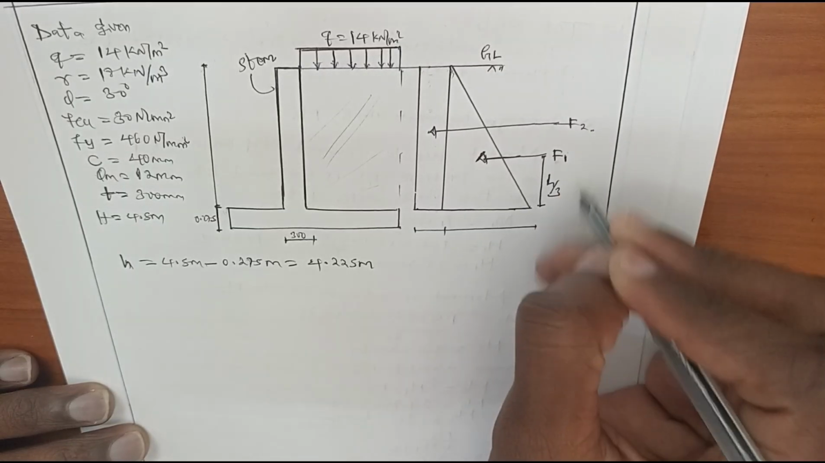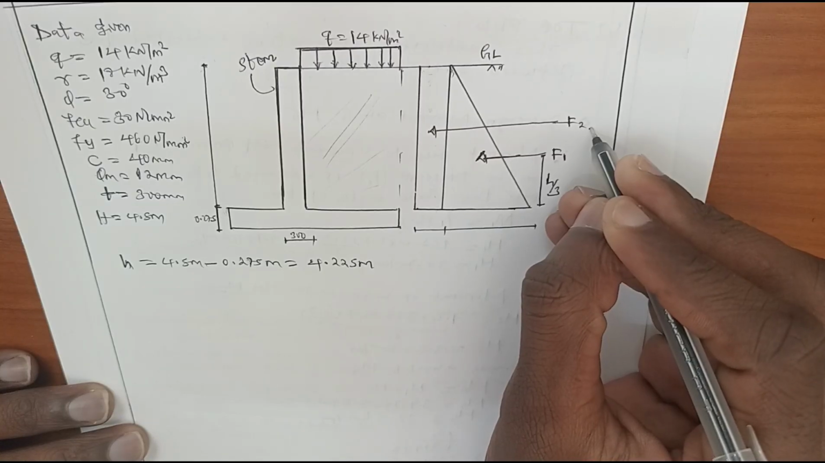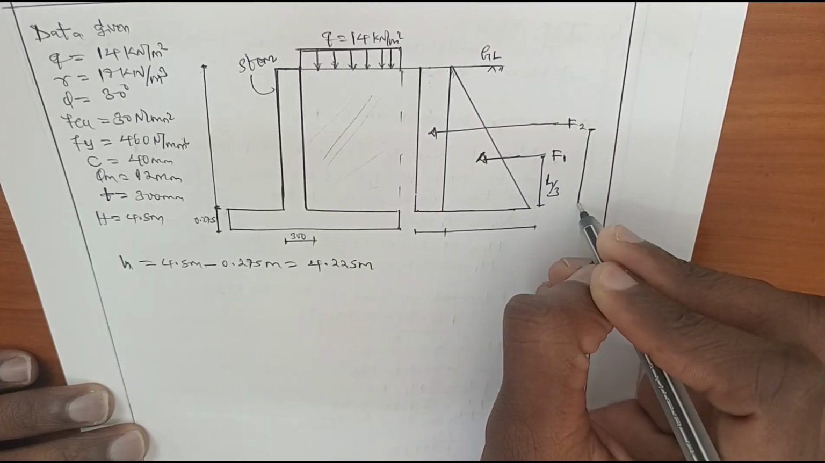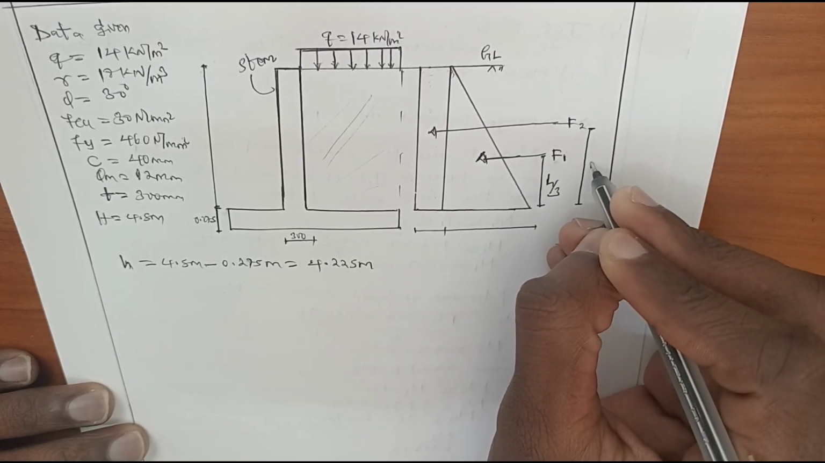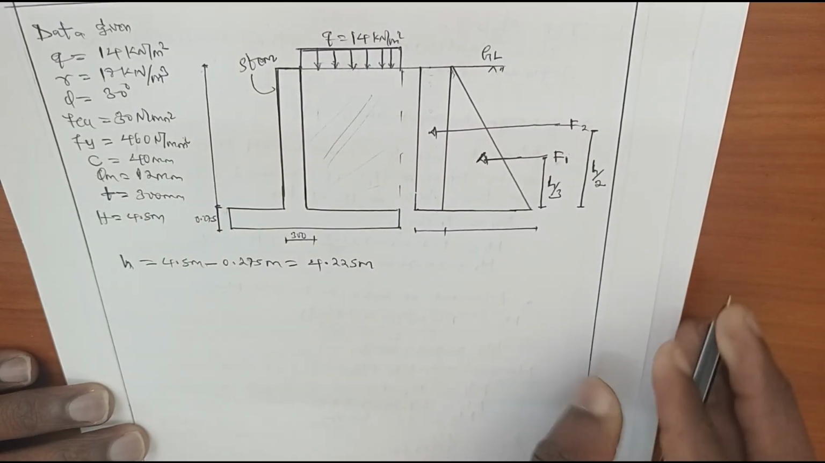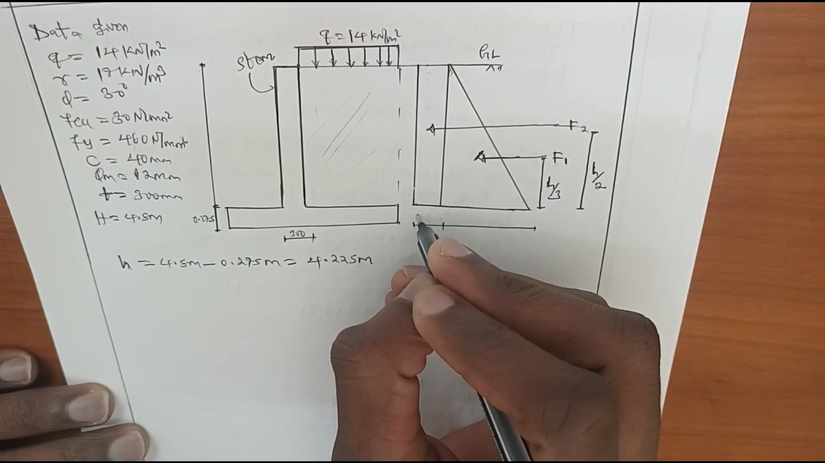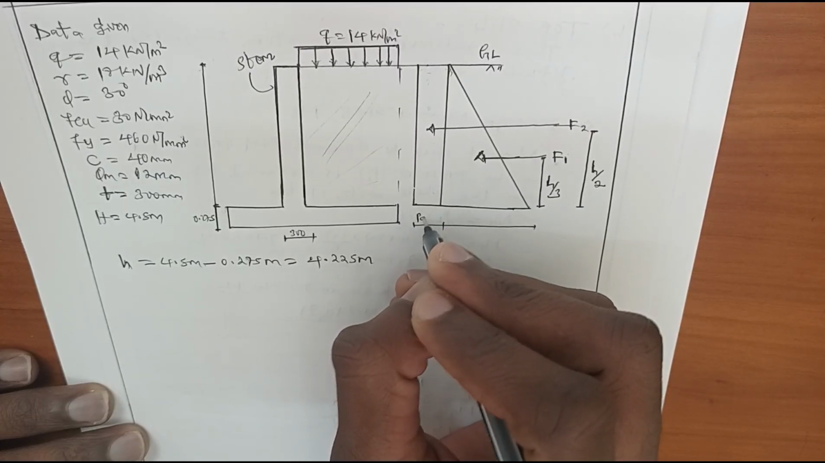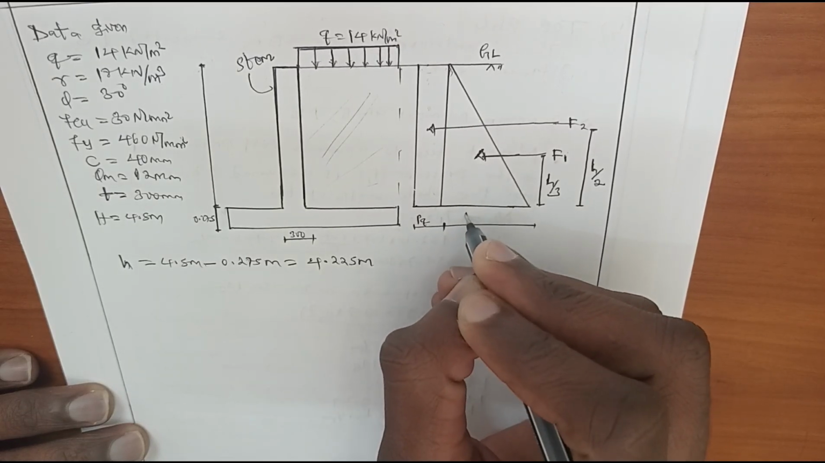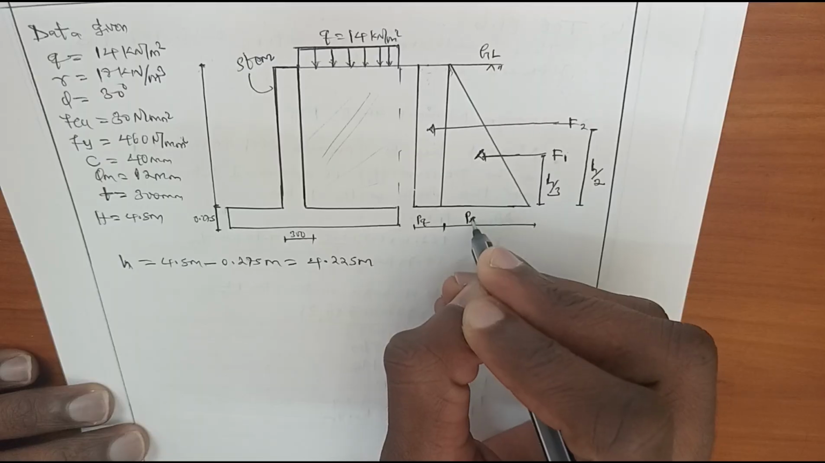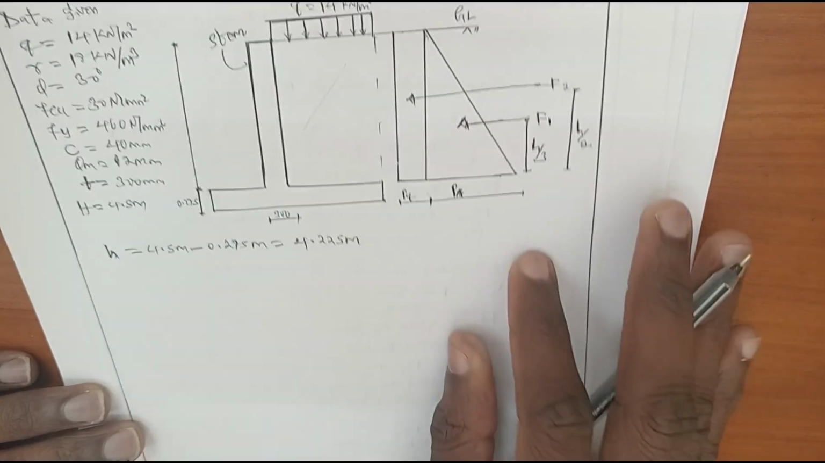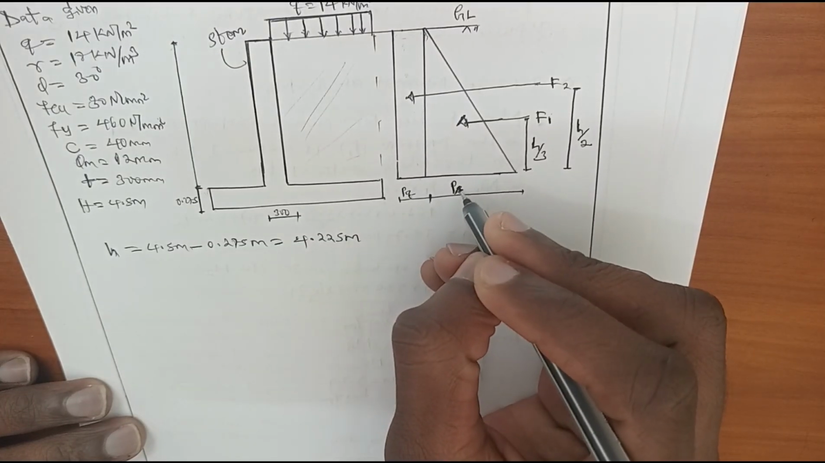And the distance from the base to where the horizontal force due to surcharge acts is taken by taking the height of the stem divided by 2. And here this is the pressure due to surcharge, and this is the distance. This is the pressure due to active soil pressure, which is called active pressure.